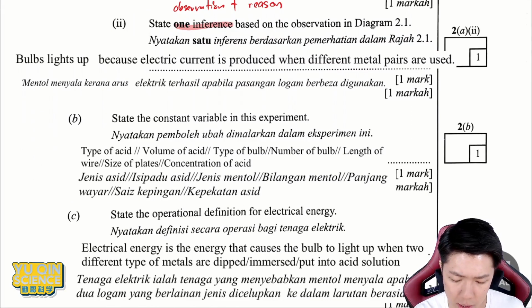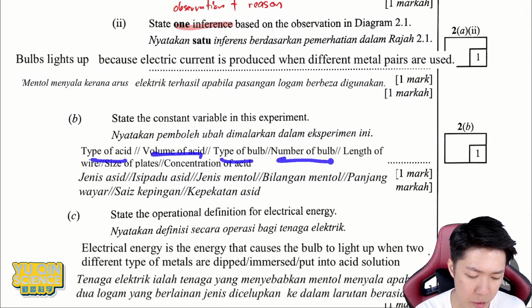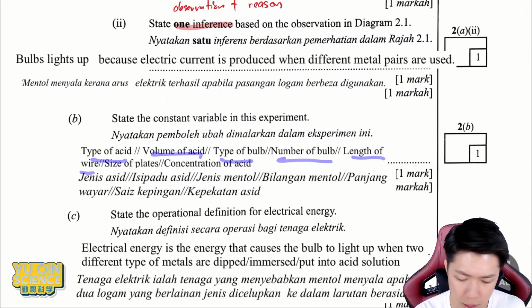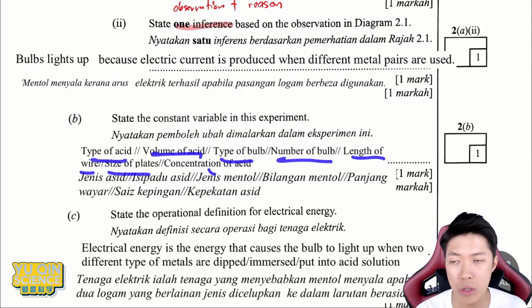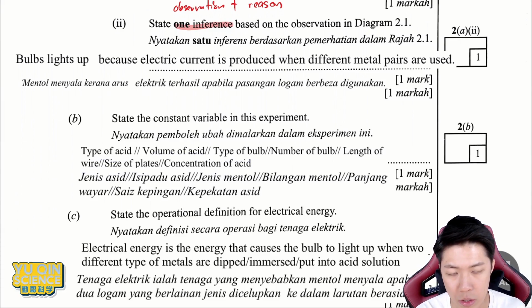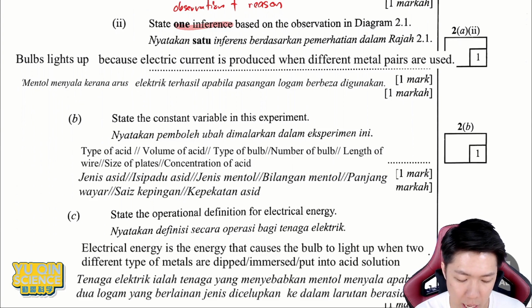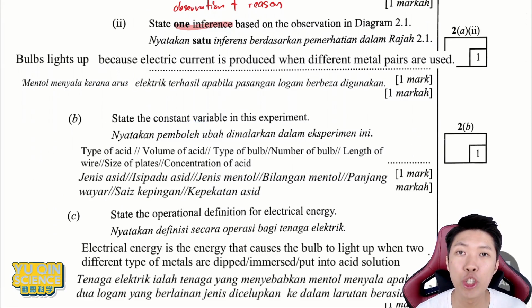There's a lot of answers. You can take a look. There's types of acid, volume of acid, type of bulb, number of bulb, length of wire, size of the plates. There's so many, but I suggest you stick to something that is very straightforward and very obvious lah. Okay, so I want to remind you that most of your constant variable must be measurable.